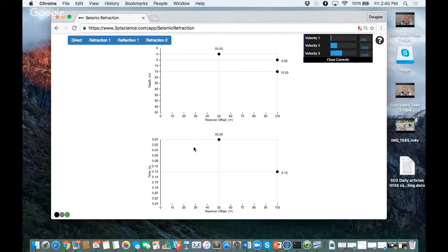And there's a couple of horizontal lines here. There's one here at 5 meters depth, and there's one here at 15 meters. So that's your layered Earth. You've got layer one, layer two, like this. Over here, you've got velocities 1, 2, and 3. The default values are that velocity 1 is 400 meters per second, velocity 2 is 1,000, and velocity 3 is 1,500.